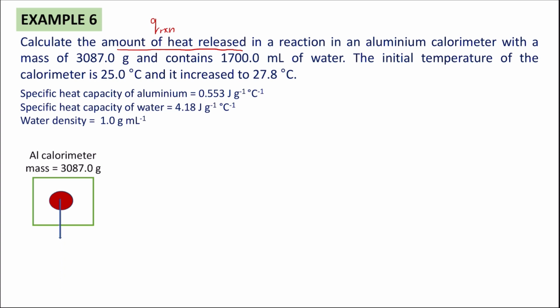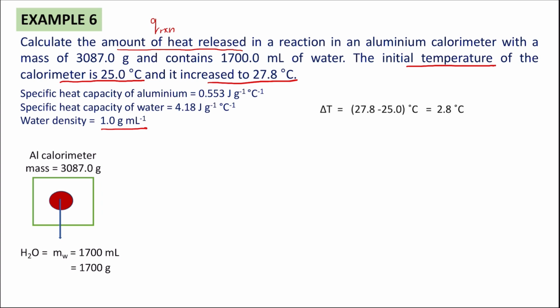And dekat tengah calorimeter ni ada reaction yang berlaku di mana dia contains H2O, where H2O dekat sini volume dia adalah 1700 ml. Kerana H2O ni kita boleh assume density dia 1 gram per mililiter, so kita boleh anggap mass dia 1700 gram. And then seterusnya, dia bagi tahu initial temperature untuk calorimeter adalah 25 dan increase kepada 27.8 degree Celsius. So, kita boleh calculate delta T, 2.8 degree Celsius.